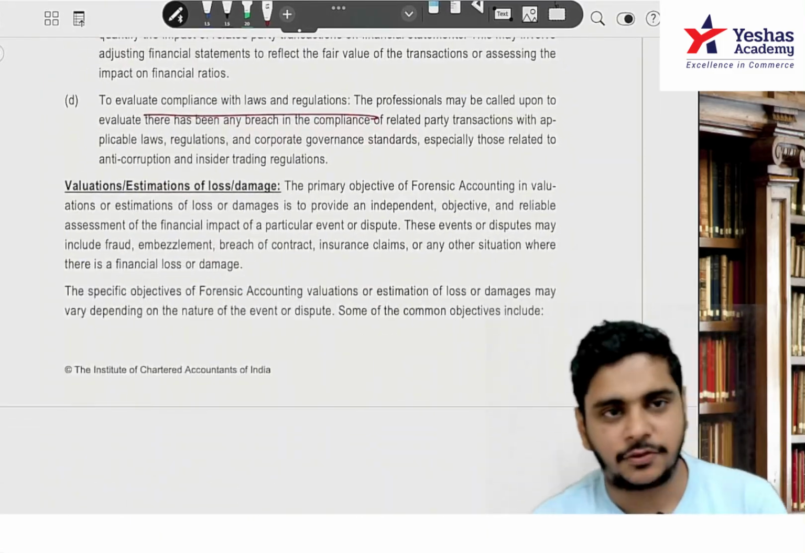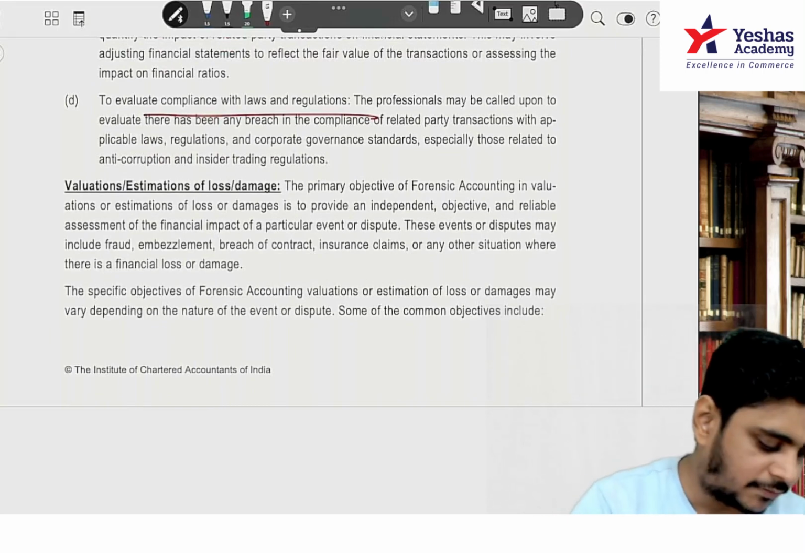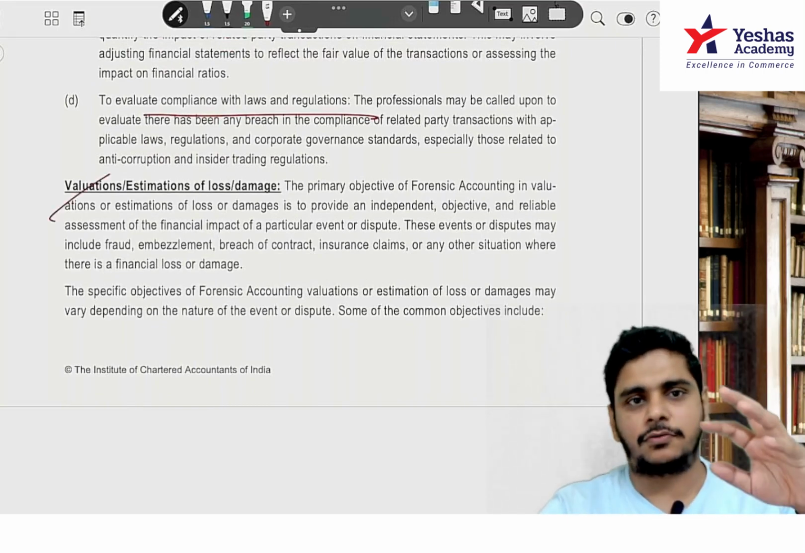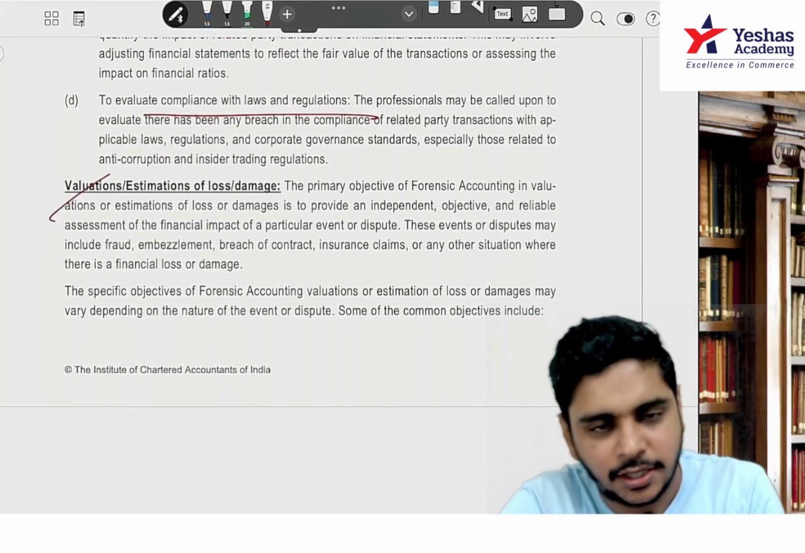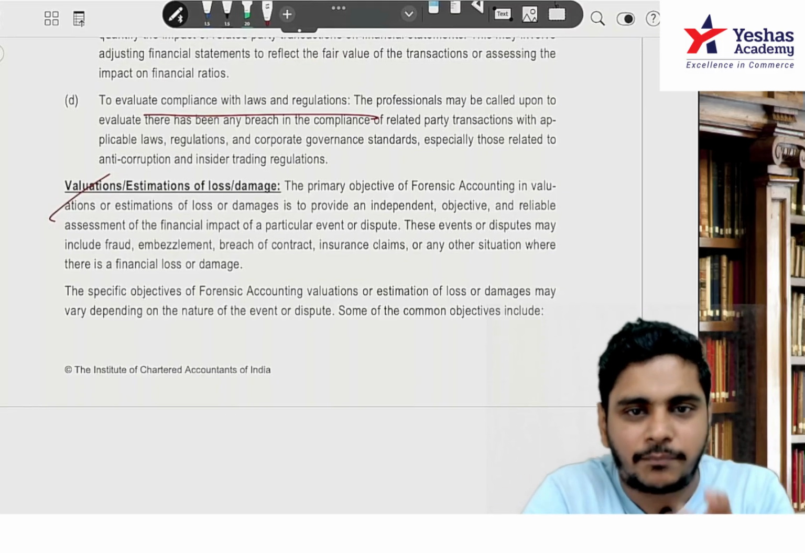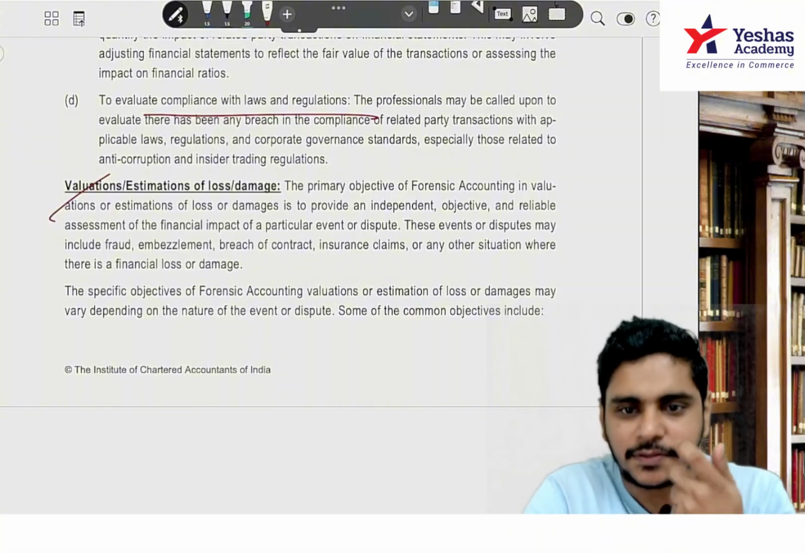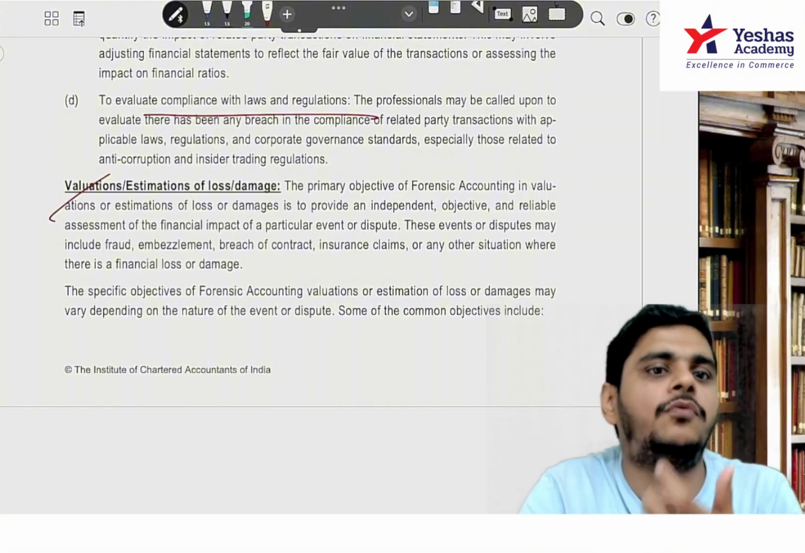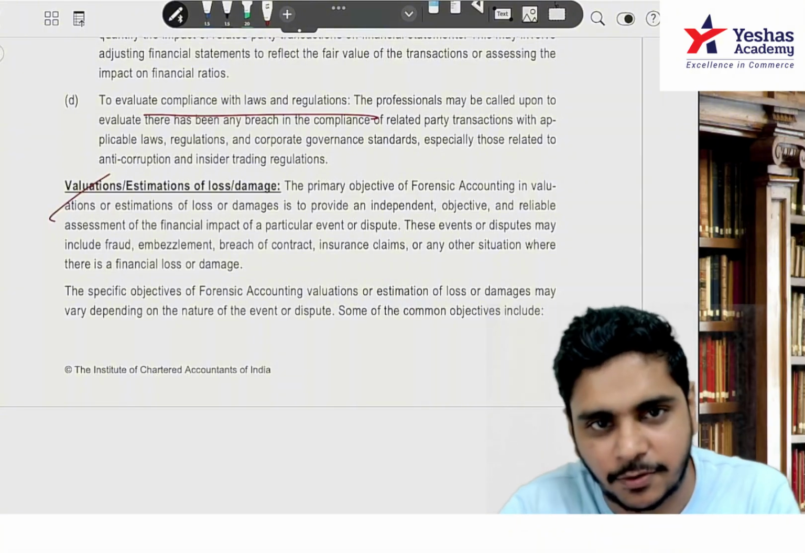Then where else can we use a forensic professional? Estimation of loss or damage, like 34,000 crore is still outstanding. If you see the Nirav Modi fraud, the PNB fraud, it was a 1 lakh crore fraud. So somebody has quantified it. Somebody has told us this is the amount. So who will do this estimation? It will be done by the forensic professionals.